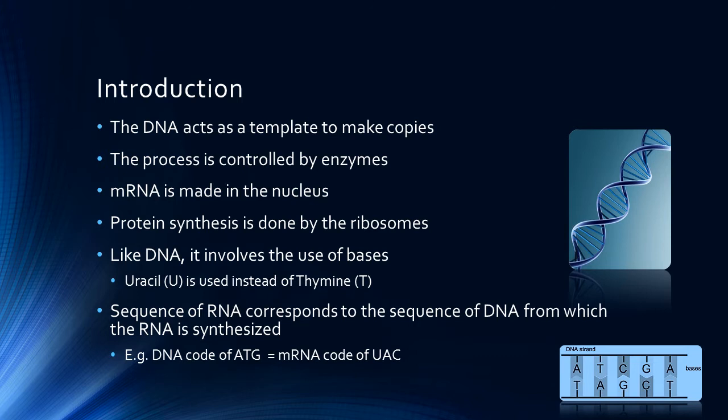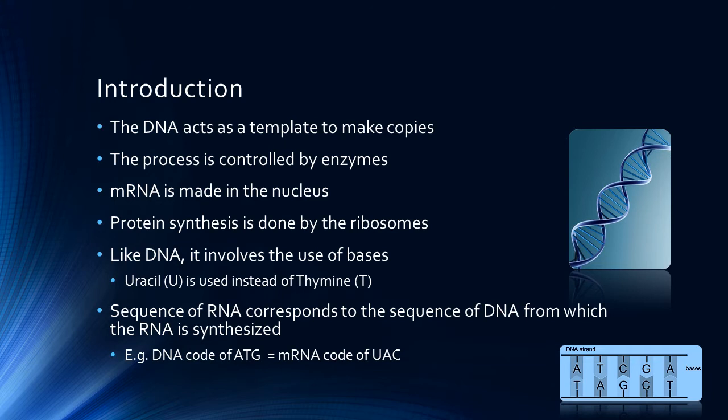The bases involved in RNA are slightly different to that of DNA. If you recall, there are 4 bases that DNA structure is made of, and we mentioned that they are A, T, C, and G. The only difference that we have in RNA is that the base U, which represents uracil, is used instead of T, which represents thymine.